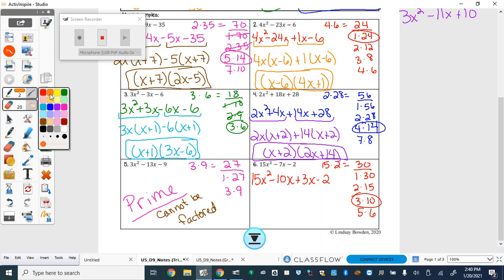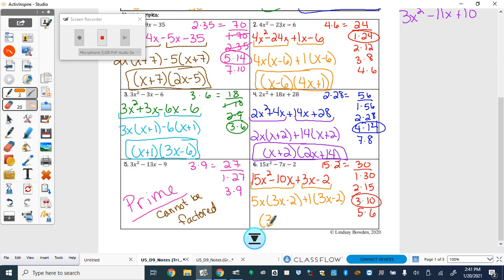And then we do our factor by grouping. Group the first two, group the last two. So it's going to be 5x, and then 3x minus 2. No GCF, so it's just going to be a 1. So 3x minus 2 times 5x plus 1.